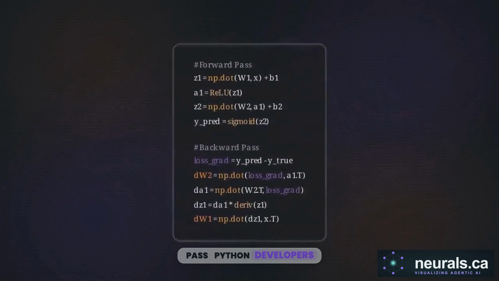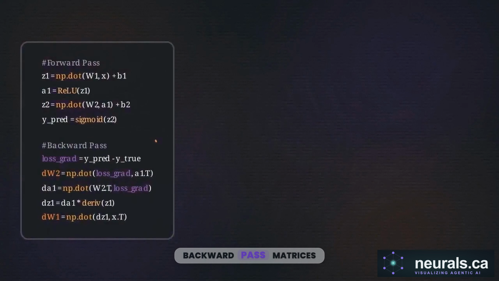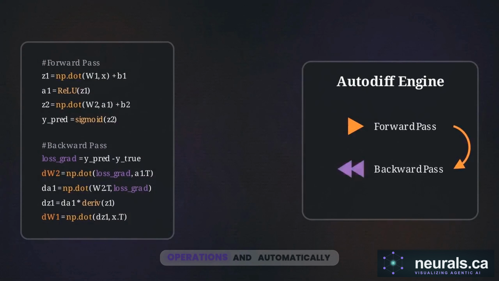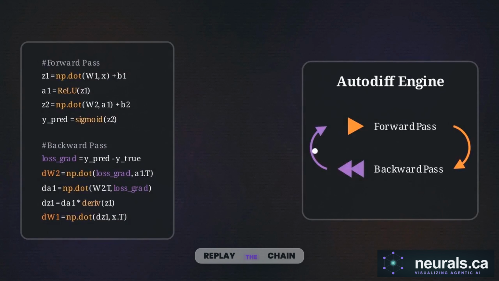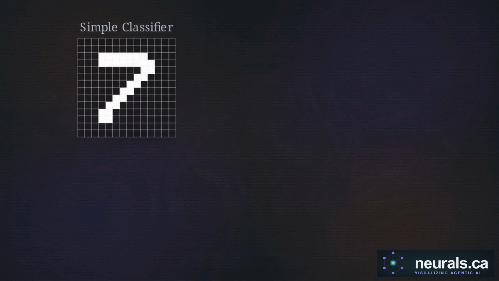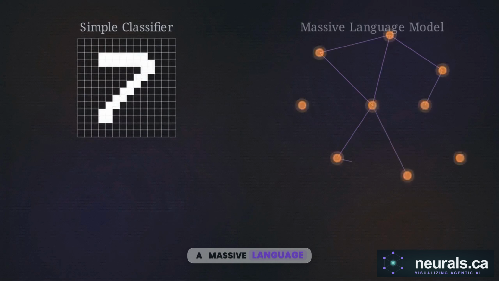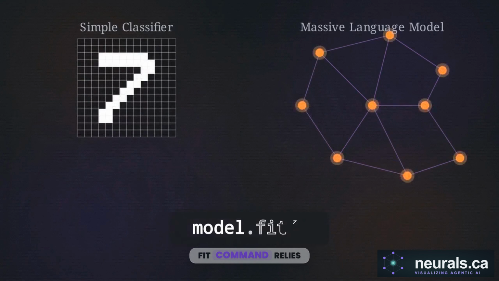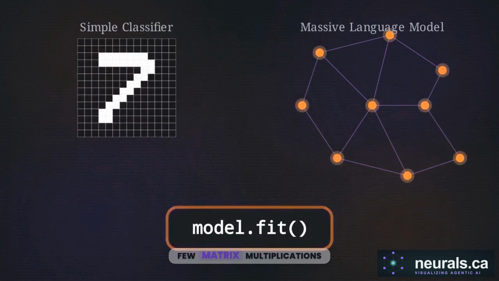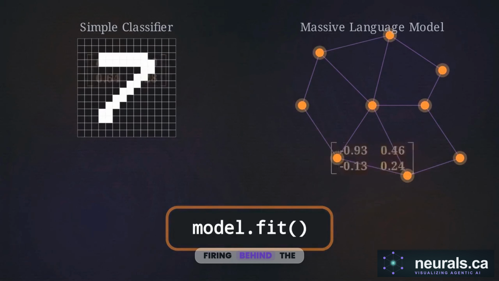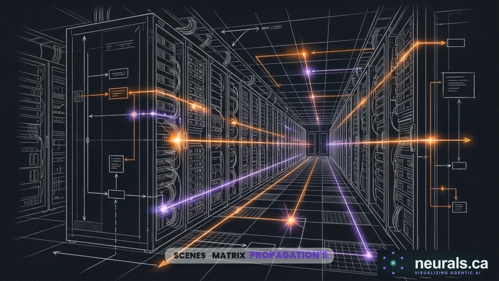Modern developers rarely write these backward pass matrices by hand. Programming frameworks like TensorFlow use autodiff. They record the forward operations and automatically replay the chain rule logic in reverse whenever you update the model. Whether you are training a simple digit classifier or a massive language model, a single fit command relies entirely on these few matrix multiplications firing behind the scenes. Backpropagation's efficiency is what trains the modern world.